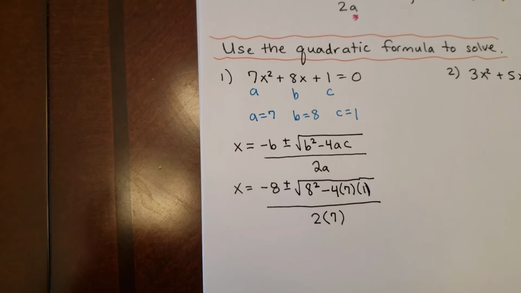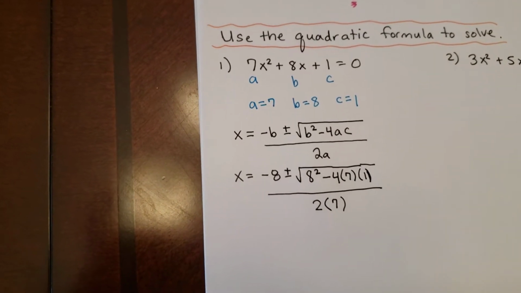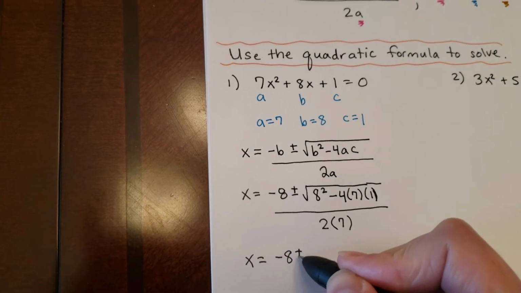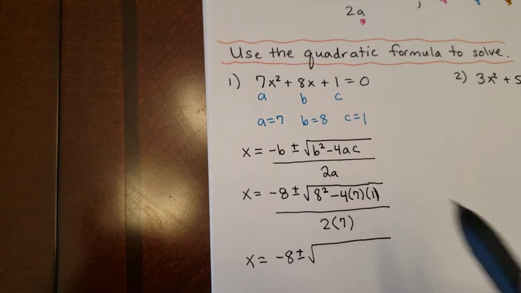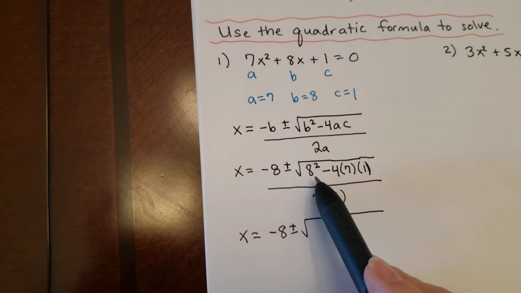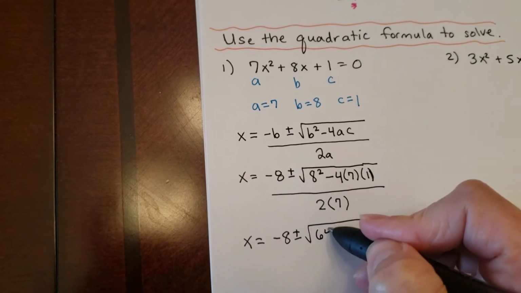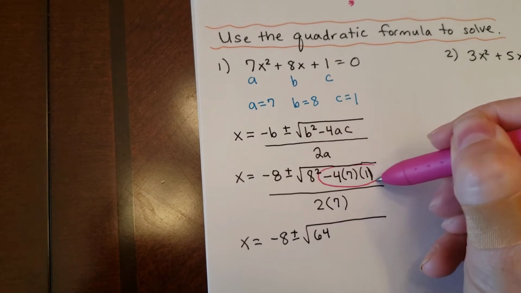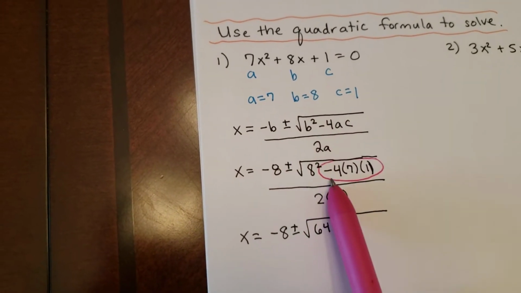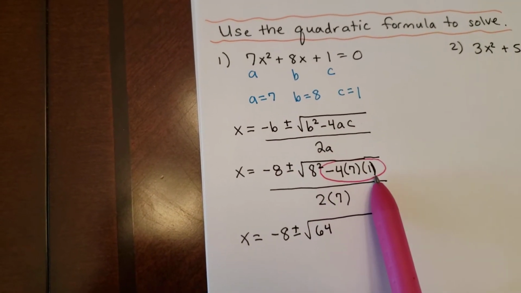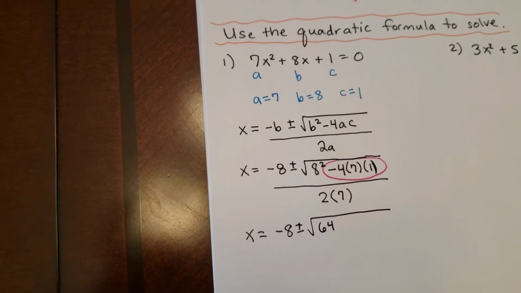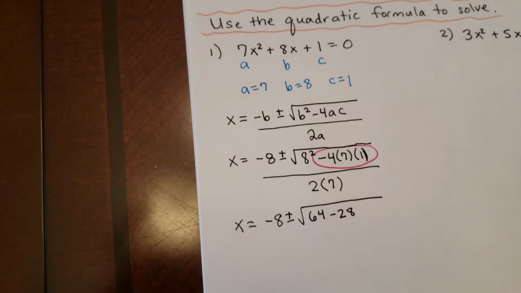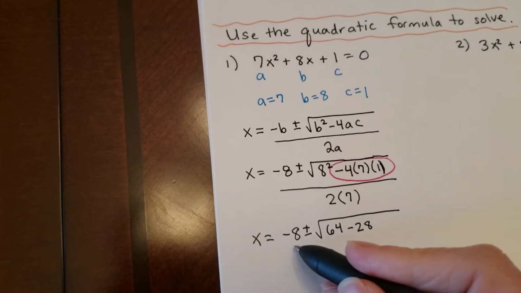And then when you do this in the calculator, it's important that you do the right order. So leave that negative 8. Put 8 squared in your calculator first. That's going to give you 64. And then you're going to do this whole section together. So negative 4 times 7 times 1 is going to give you negative 28. And then you will have 14 on the bottom.